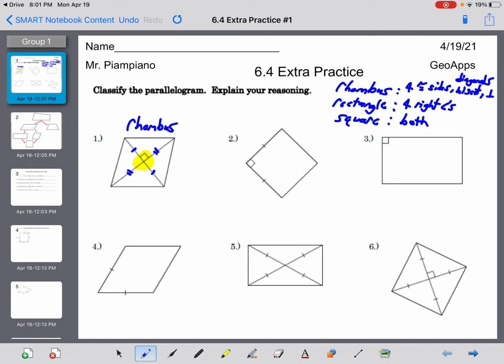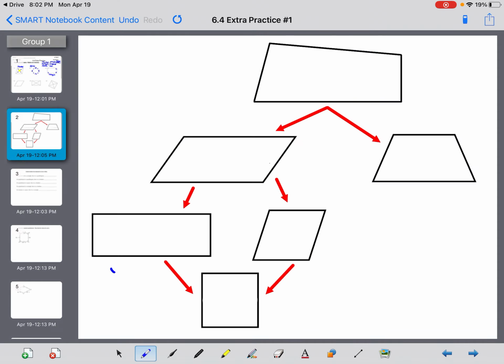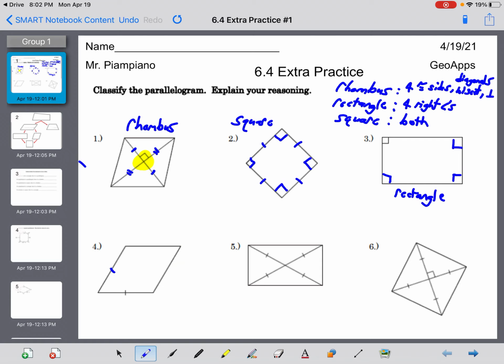Okay. For number 2, you have congruent sides and you have a 90-degree angle. Well, that means that all 4 are going to be 90 in this case, and that means that all 4 sides are congruent. This is your square. For number 3, you know that all 4 are going to be 90 degrees, and that's the only information we have. So this is a rectangle. For number 4, well, if we have 2 sides congruent, that means that all 4 are congruent. That's your rhombus.